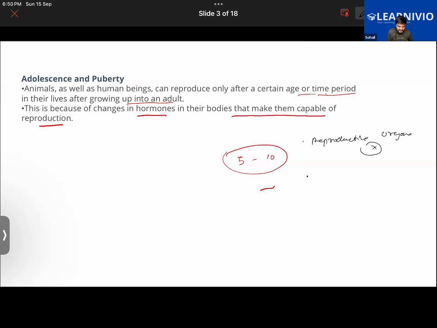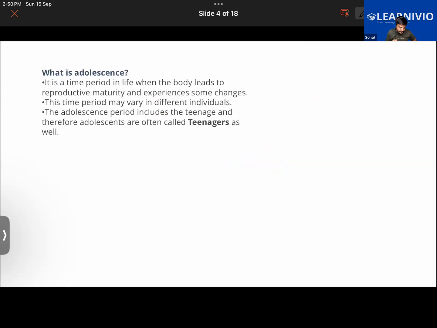That is one thing. Next thing is that the hormones are also not released in sufficient quantity to bring about the changes. That is one thing.